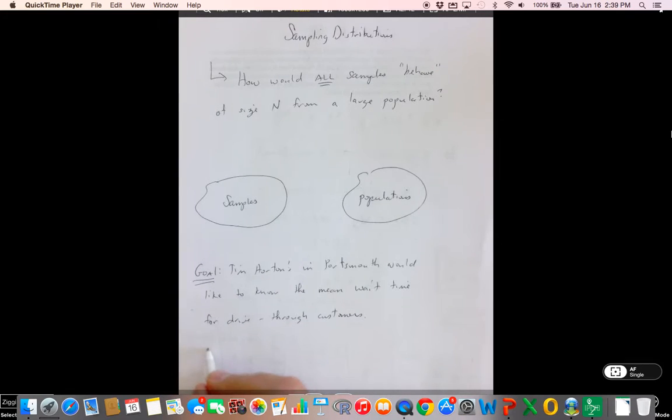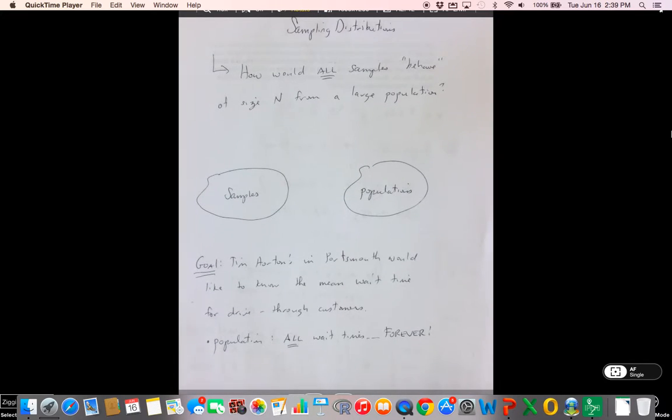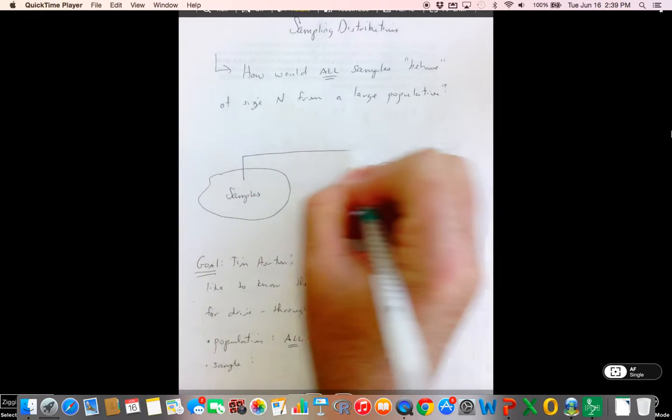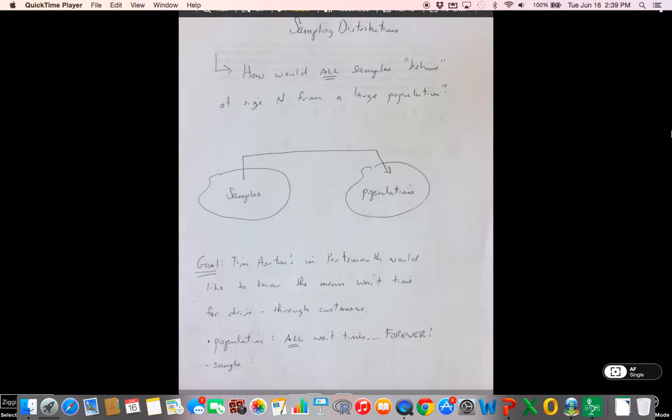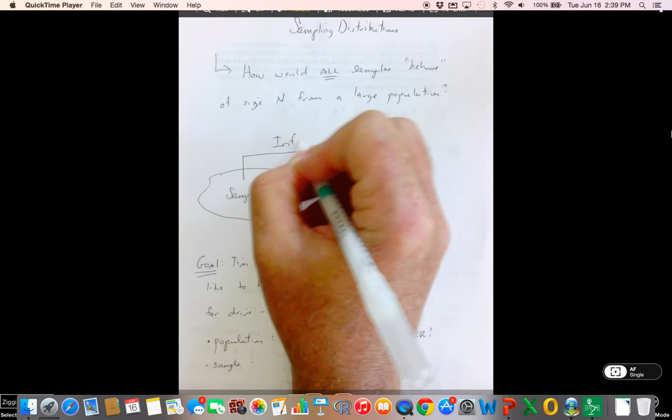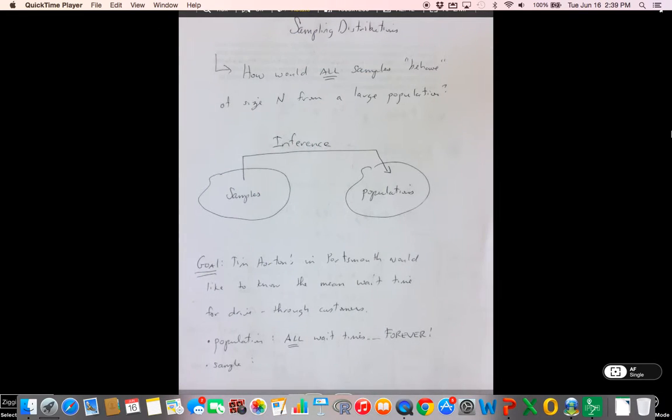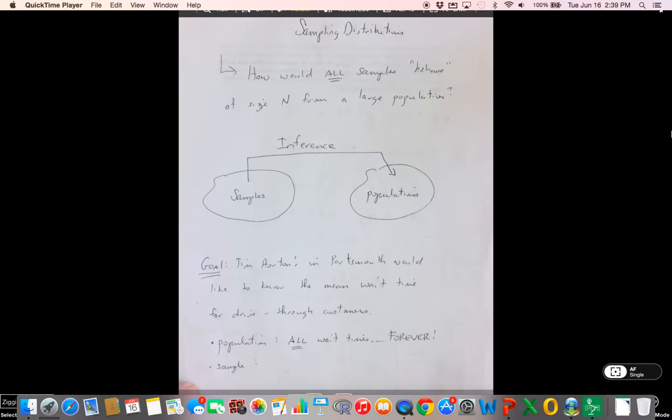Now, the population here would be all wait times. Guys, I mean literally all, forever. For obvious reasons, we can't collect all wait times forever. So what we would want to do is collect a sample. We could use information from a sample to make a statement about a population using what's called inference. And guys, this is the end goal. The end goal in this class is inference, and we'll start that right after we take our midterm.